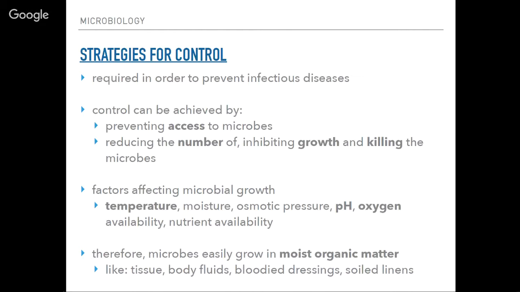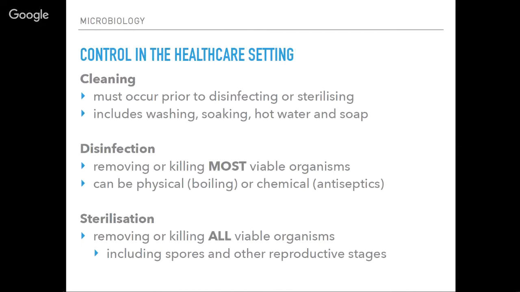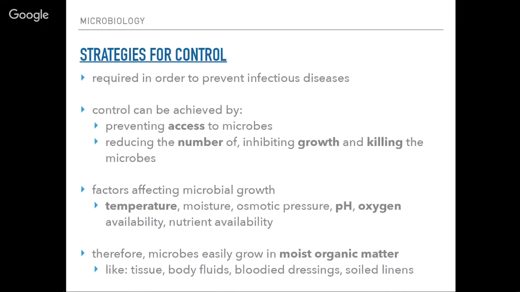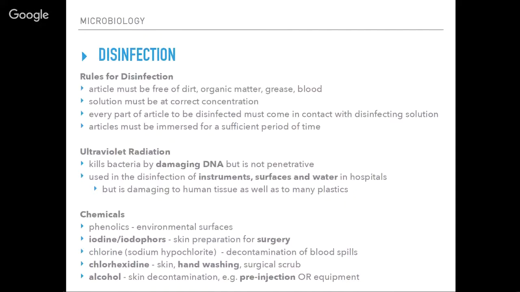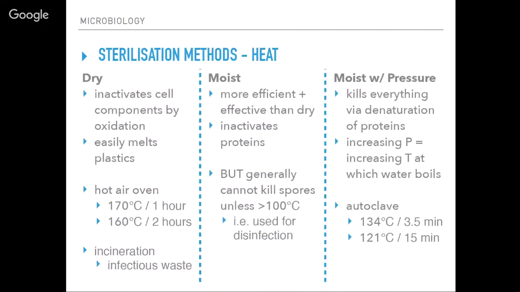Strategies for control. Read this yourself. It's basically how you clean, how you disinfect, how you sterilize. Remember, wash your hands this way, that way, and so on. This slide, we like to use radiation, but radiation takes a while. No one's going to stand there holding a UV light over a particular surface until it's done. So what they like more often is using chemicals, which we've used before, like chlorhexidine to wash your hands.